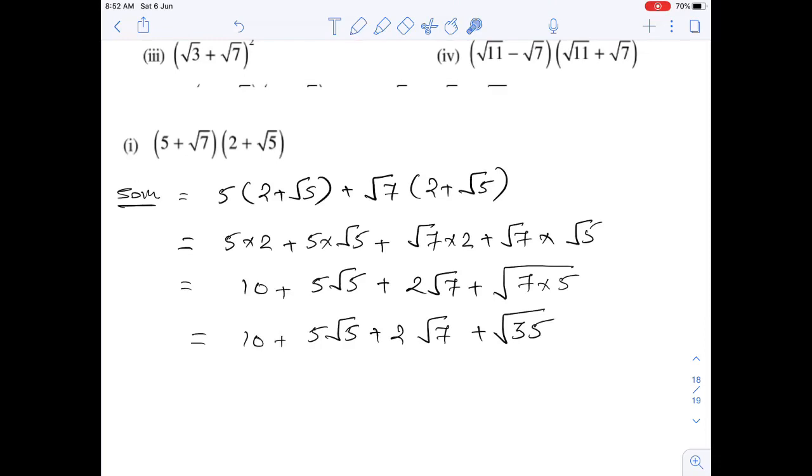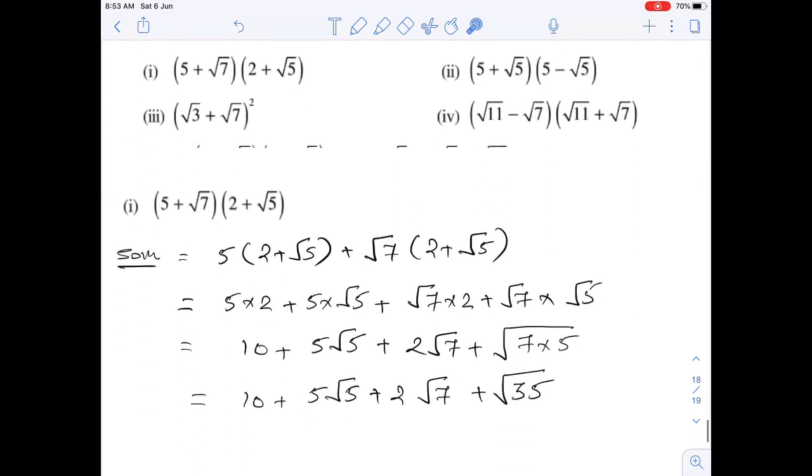Now it can be seen that no like root terms are there. These are all irrational, but here it is √5, here √7, here √35, so we cannot make any changes. We can neither add nor subtract further. So this is our final answer: 10 + 5√5 + 2√7 + √35. Similarly, you can solve the next example.